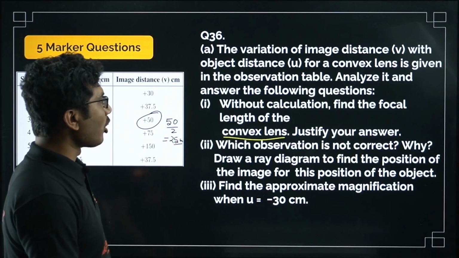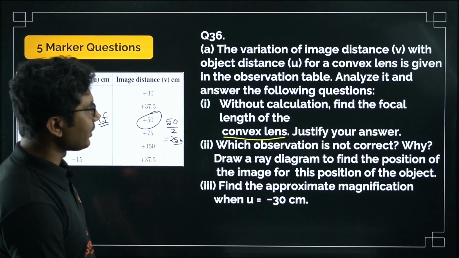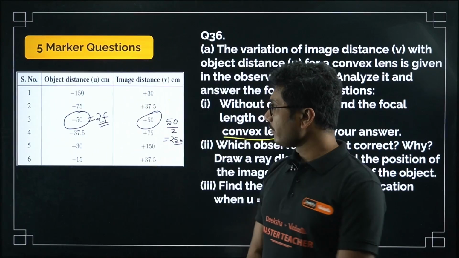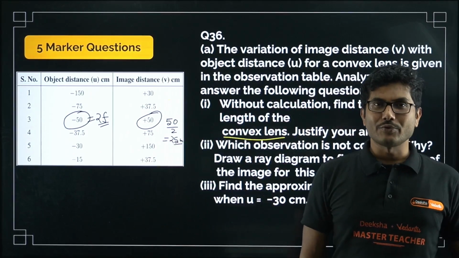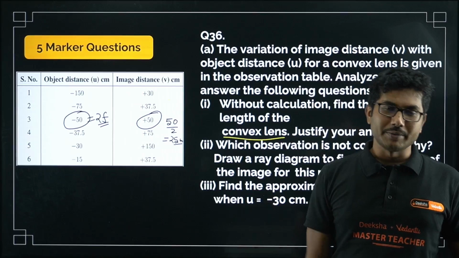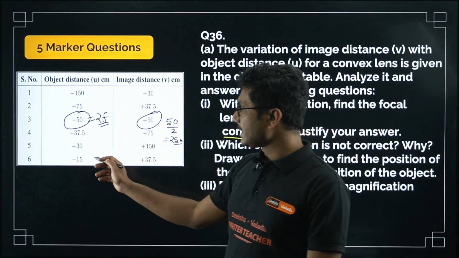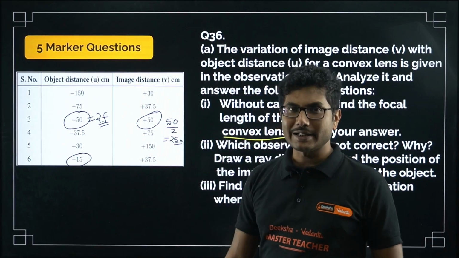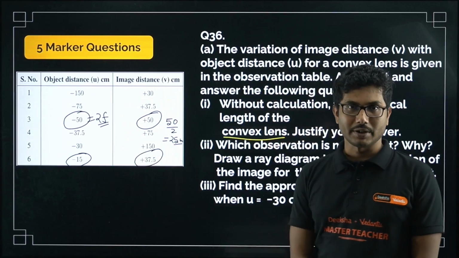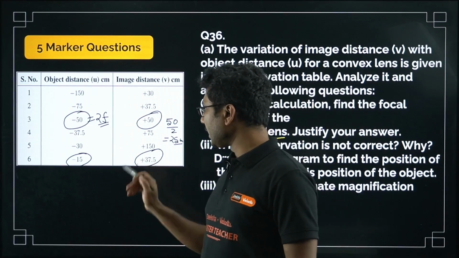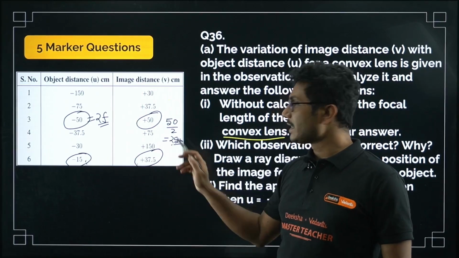Which observation is not correct? Why? Draw a ray diagram to find the position of the image for this position of the object. Okay, now we know that when the object is kept at a distance less than the focal length, a virtual image is formed, which is on the same side as the object, right? So in this case, the object distance is minus 15 centimeter and the image distance is shown as plus 37.5 centimeter. Which is not possible. This image distance has to be negative. A positive image distance is not possible because the object distance in this case is less than the focal length.